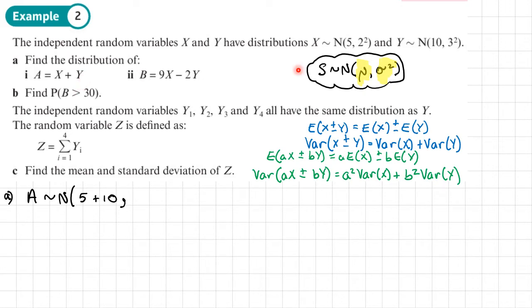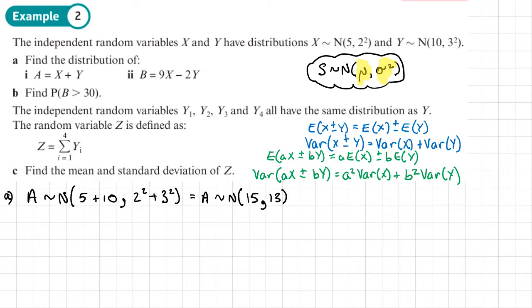And then to find the variance of X plus Y. So going down to my rule here. So I'll just add these variances together. So it's going to be 2 squared plus 3 squared. So we'll just simplify that, work it out. So it's going to be a normal distribution with a mean of 15 and a variance of 4 plus 9, which is going to be 13.